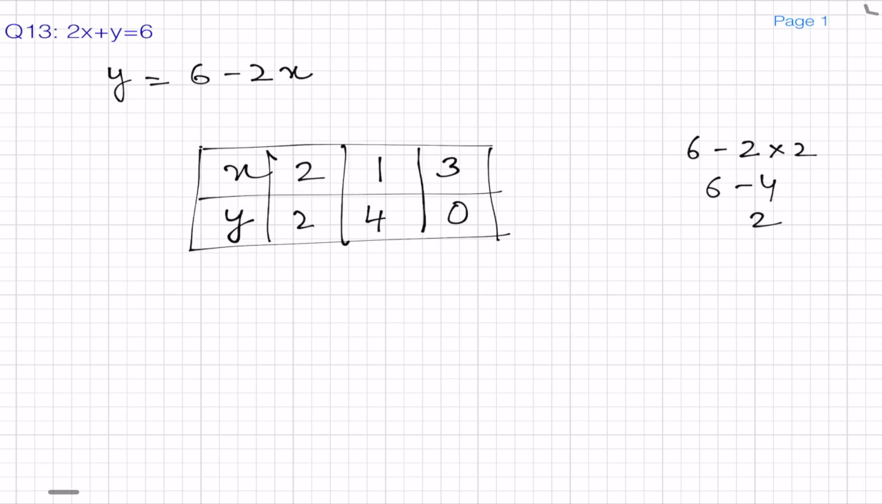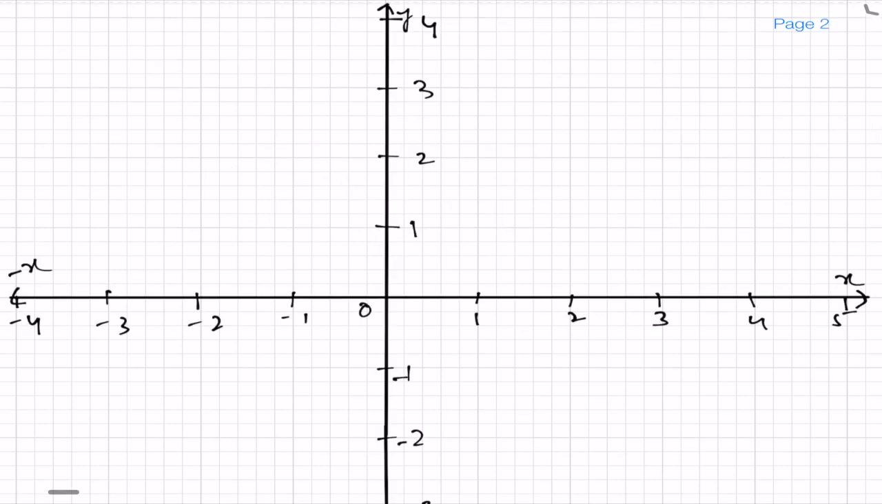Now we will plot these points on the graph paper. So on the graph paper, first point is x is 2, y is also 2. Second, x is 1, y is 4, that is here, 1 and 4. And the third point is x is 3, y is 0. Now x value is 3, that is on the x-axis, because on the x-axis the value of y is always 0.